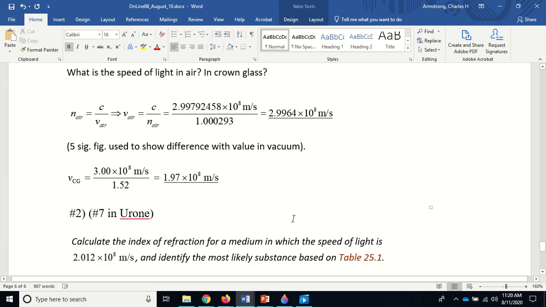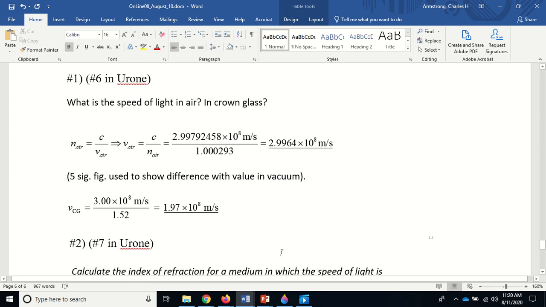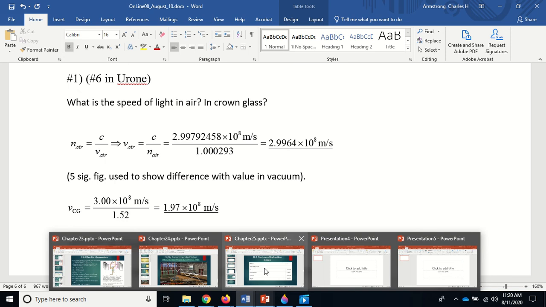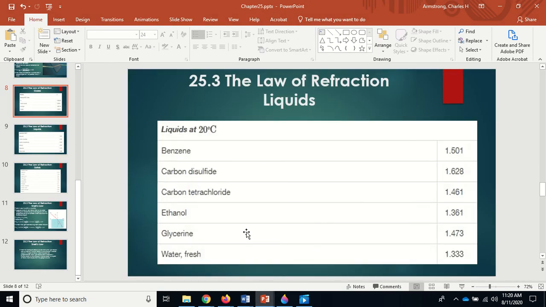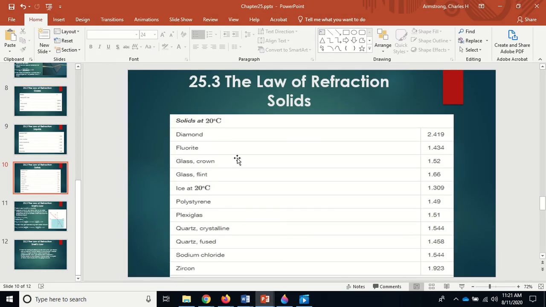Okay. Now in crown glass, well, we go back to our table, go down 2, I think. Yeah, liquids. Crown glass, you got the 1.52.